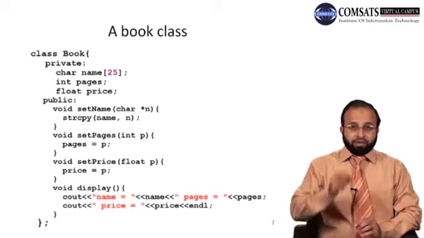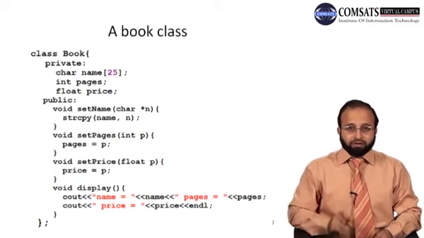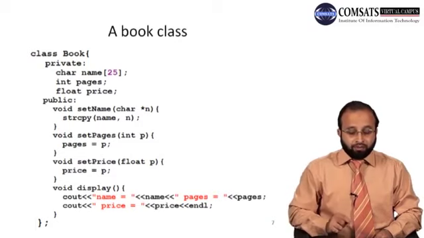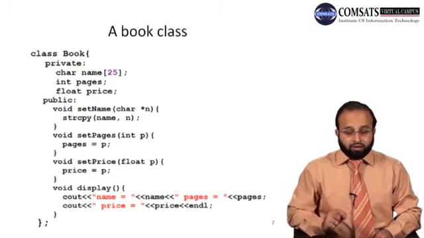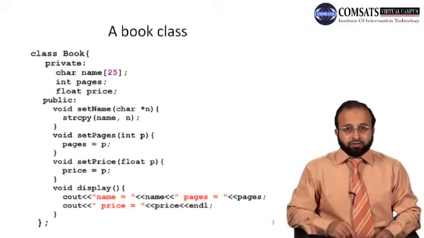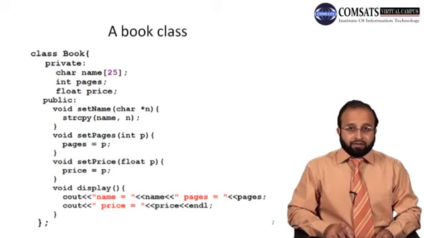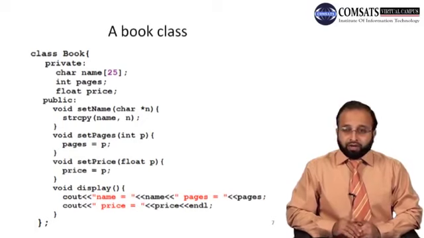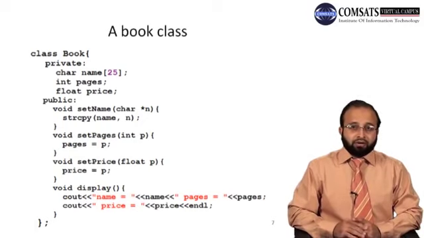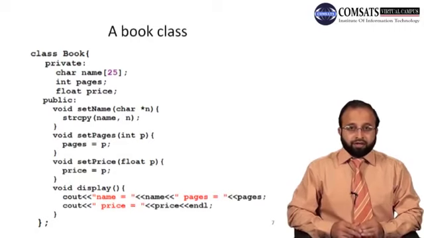For example, if we create an object of the book class, like book B1, so B1 is the object of book class, we cannot write B1 dot name or B1 dot pages is equal to 175. This is wrong, because all the data members of a book class are private. So if we create an object of that class, we cannot access the private data members of that object in the main function, right?